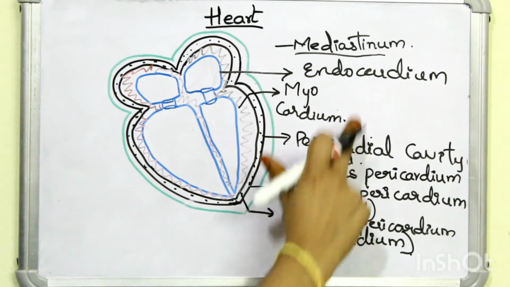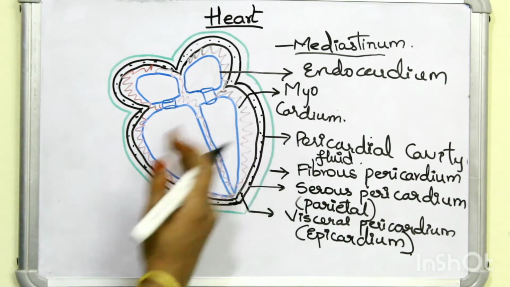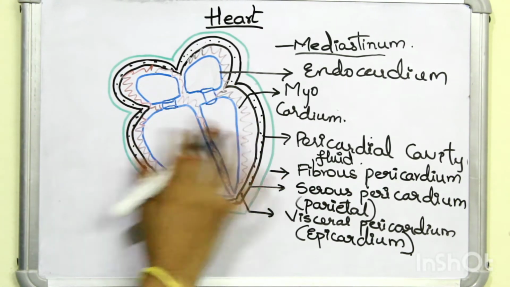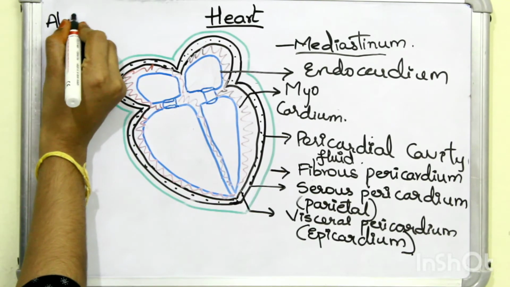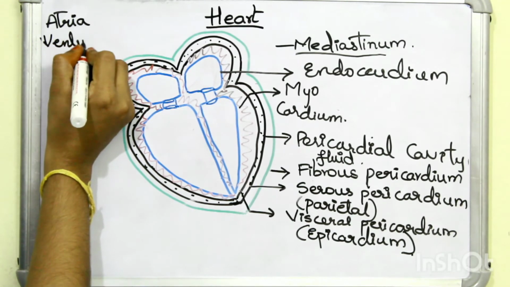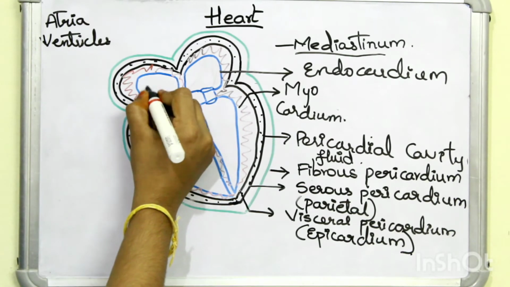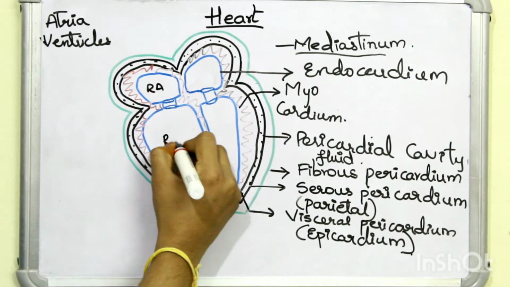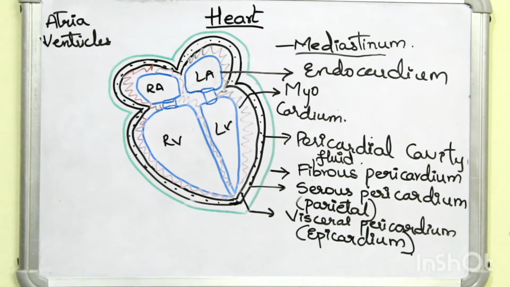So epi, myo, endocardium. Okay, these are the outermost layers of the heart. Coming to the inside, I said it has 4 chambers. The upper chambers are known as atria, and the lower chambers are known as ventricles. Okay, so on the right side, right atria, right ventricle, left atria, left ventricle.